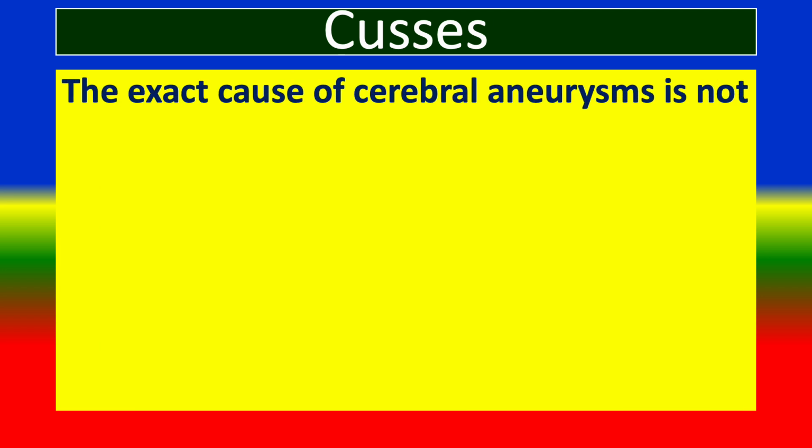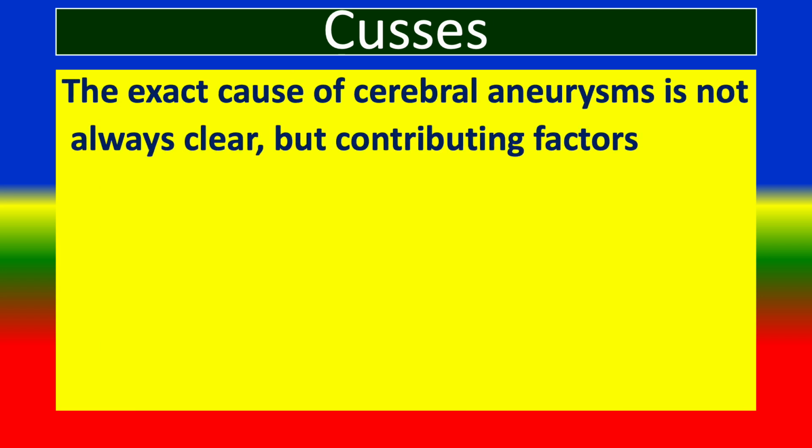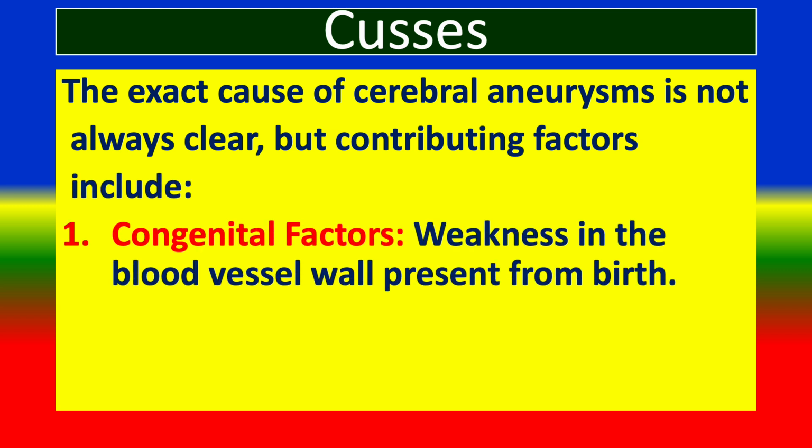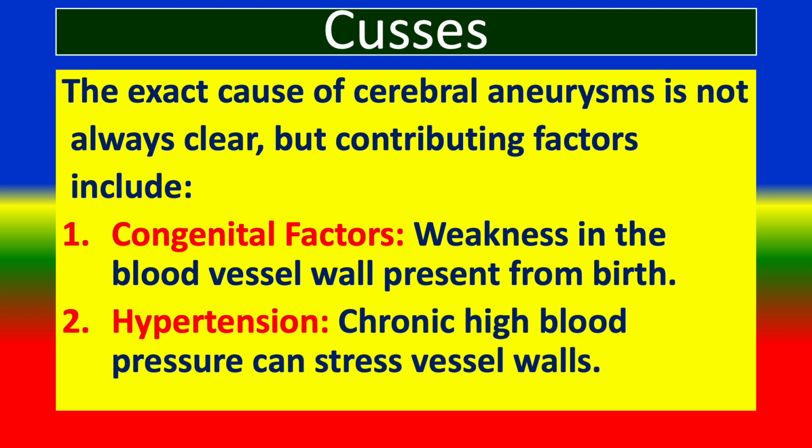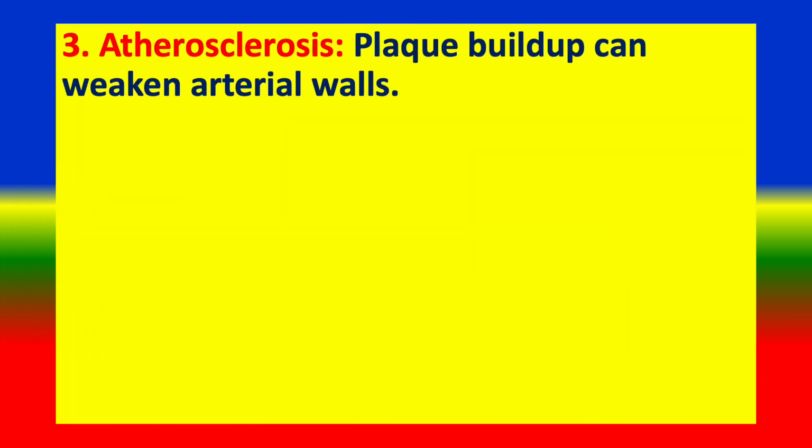Causes. The exact cause of cerebral aneurysm is not clear, but contributing factors include 1. Congenital factors. Weakness in the blood vessel's wall present from birth. 2. Hypertension. Chronic high blood pressure can stress vessel walls. 3. Atherosclerosis, plaque buildup can weaken arterial walls.